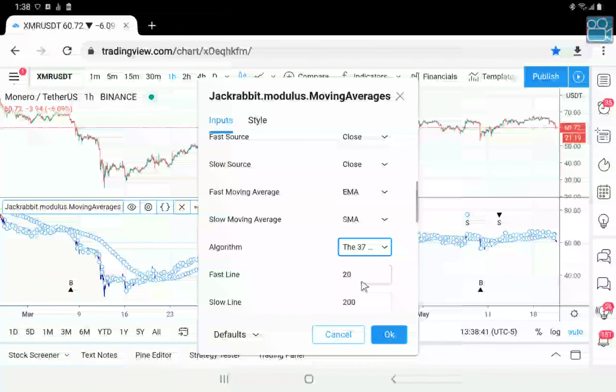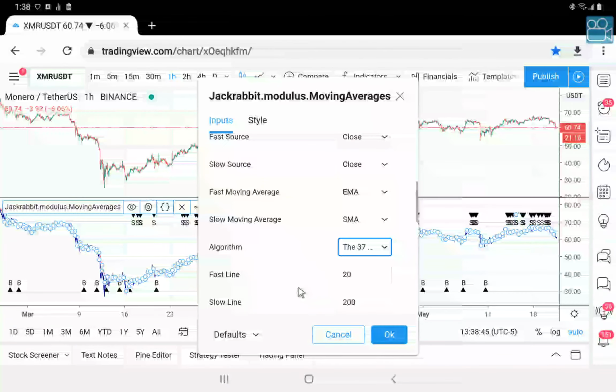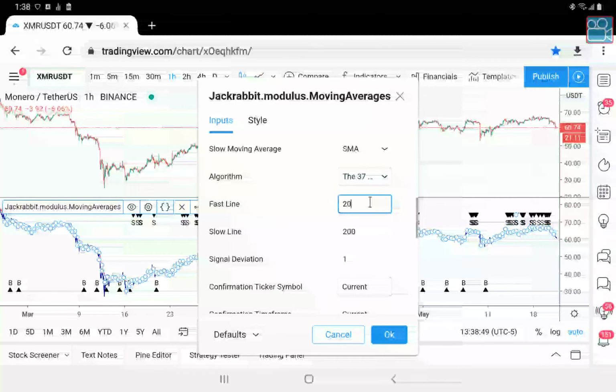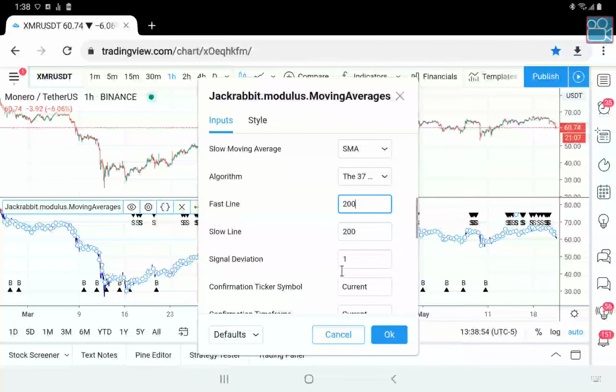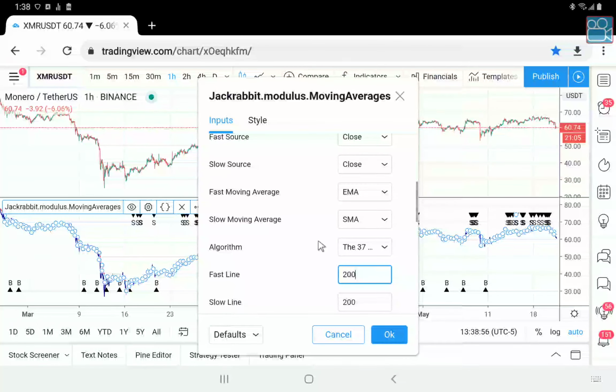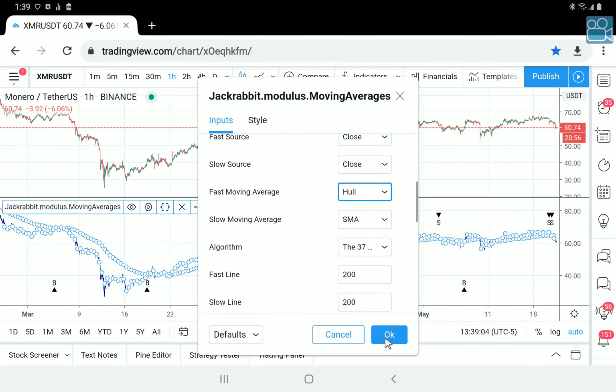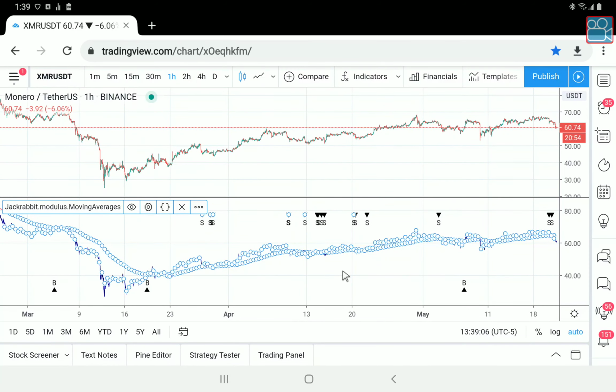The 37 rule. This is a unique one. It only uses the fast line. So we're going to put this at 200, and I'm going to pick a simple whole moving average.